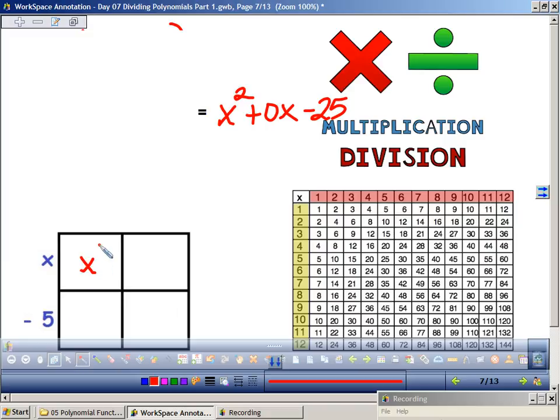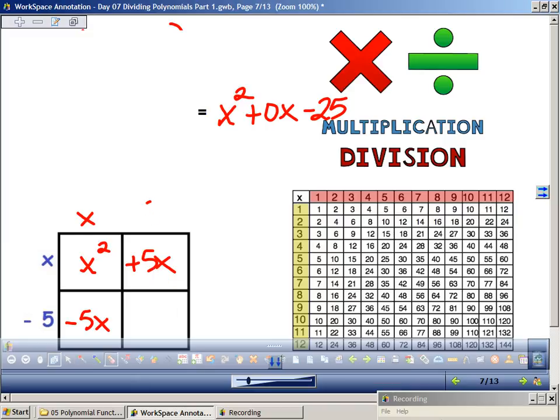Okay, so if I have x squared, doesn't x go into x squared x times? Because x times x is x squared, right? Negative, I could fill this part in. Negative 5 times x is negative 5x. If I want these right here to add up to 0x, what must this be? Positive 5x. How many times does x go into 5x? Because 5 times x is 5x.